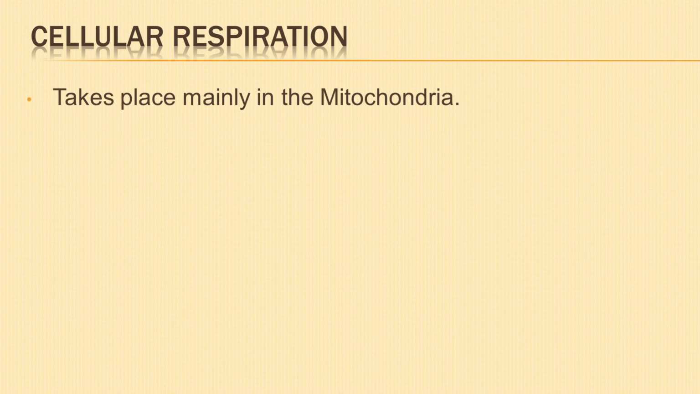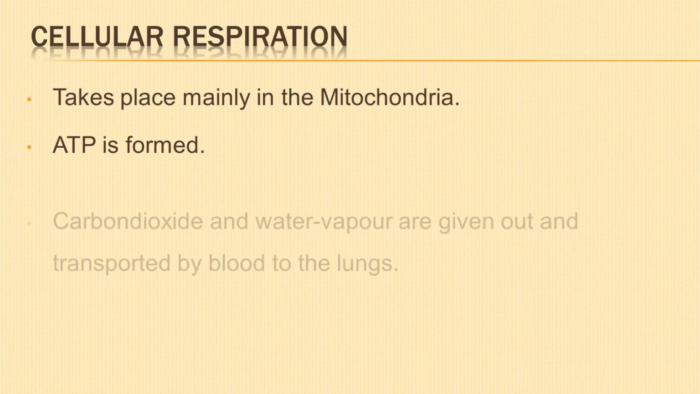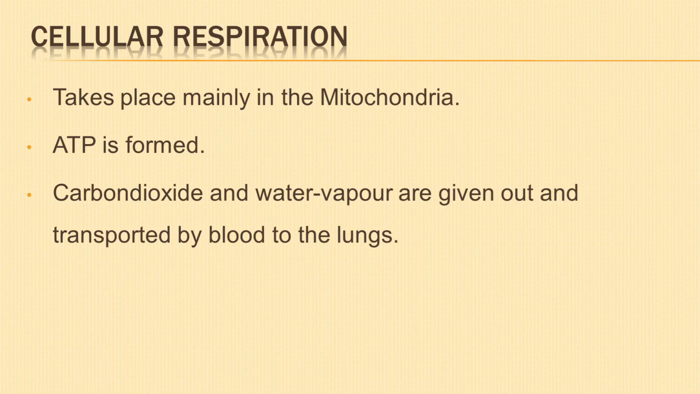Finally, we come to cellular respiration. It takes place mainly in the mitochondria of cells. ATP is formed. Carbon dioxide and water vapor are given out and transported by the blood to the lungs. So today we have learnt about respiratory gas exchange in mammals in detail.